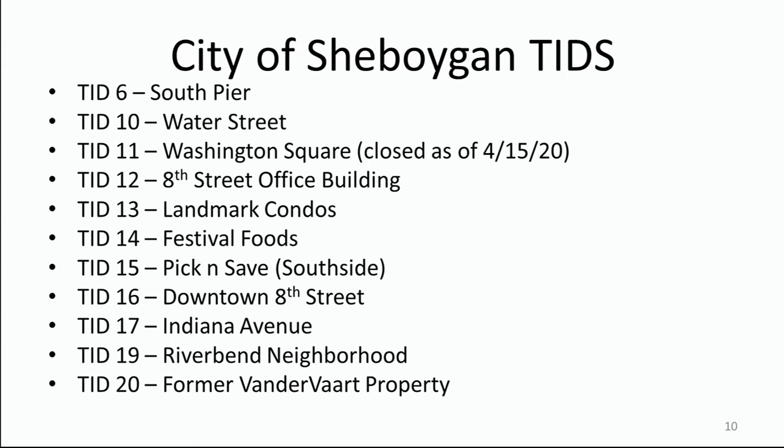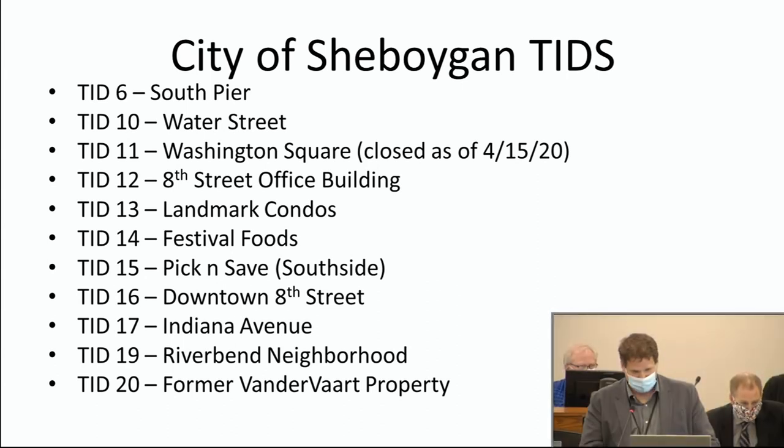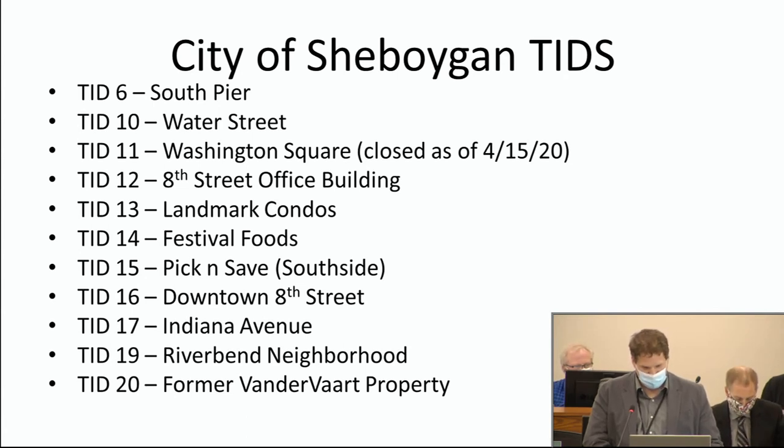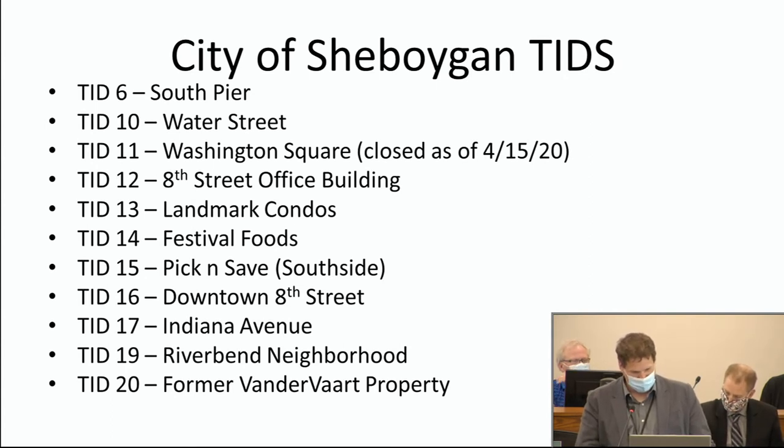We'll go into more detail on their current financials, but TID 6 we like to call the South Pier and the waterfront, basically up to the marina. TID 10 is Water Street, and that's primarily where the Kingsbury Development Project is under construction today. TID 11 was the area around Washington Square, including Washington Square. That district has been closed as of April 15th of this year.